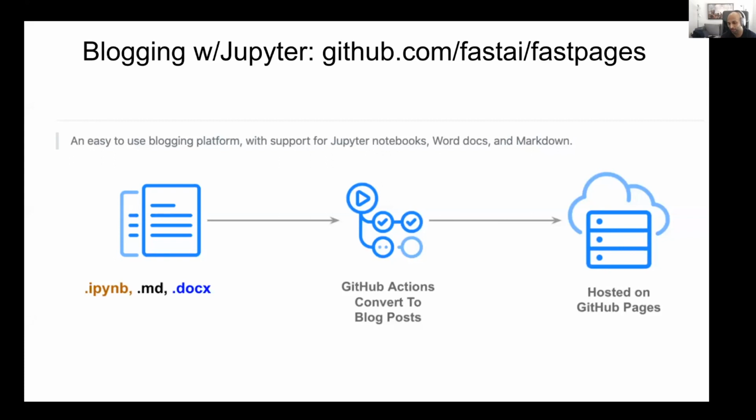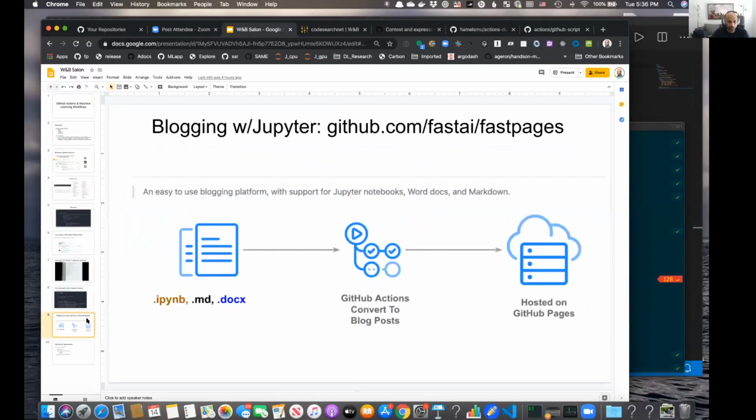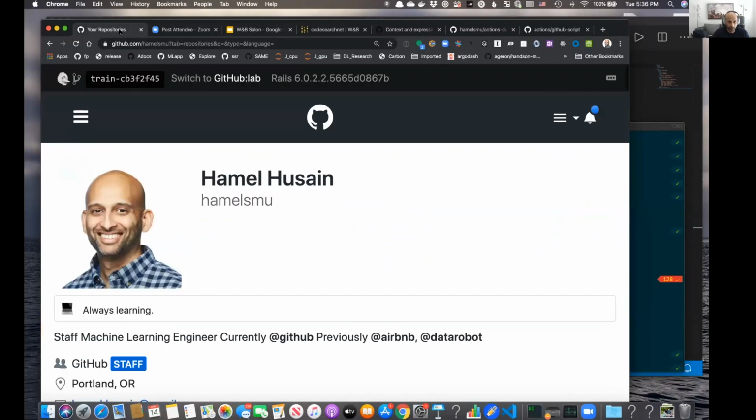I had some conversion scripts that converted to HTML, but then there's a lot of fiddling around with hiding cells and formatting and all kinds of stuff getting in the way. So GitHub Actions was a way that we partnered with fast.ai, and we created Fast Pages, a way to allow people to quickly and easily write blogs with Jupyter notebooks, but also with Markdown and Word documents if you really want to. Let me demonstrate how that works, just because it's relevant.